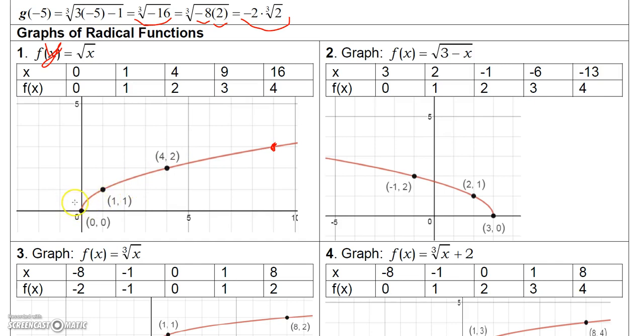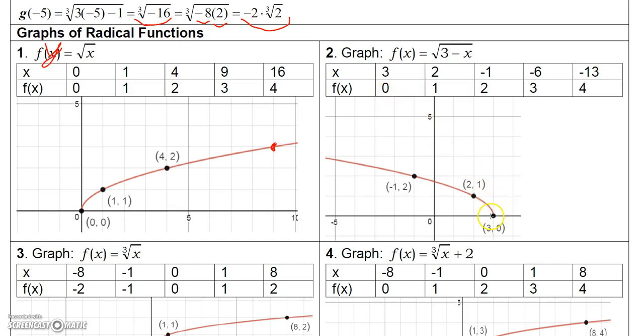But you can see if you connect the dots, it's going to be a curve that looks like this. Now, on this other one, I had to be careful because certain numbers you can't plug in here. So let's see what I can plug in. I plugged 3 in. When I plugged 3 in, I got square root of 0, which is 0.